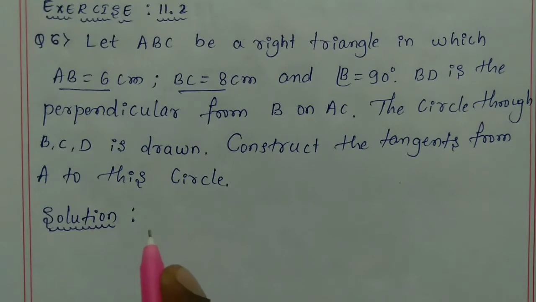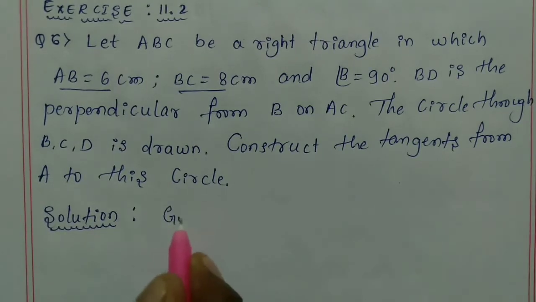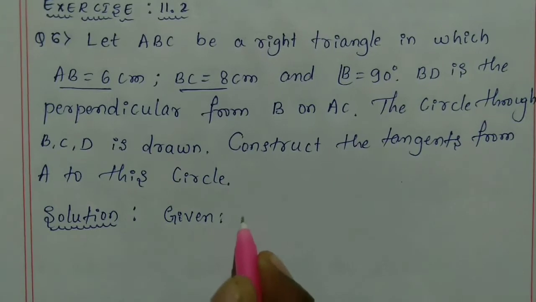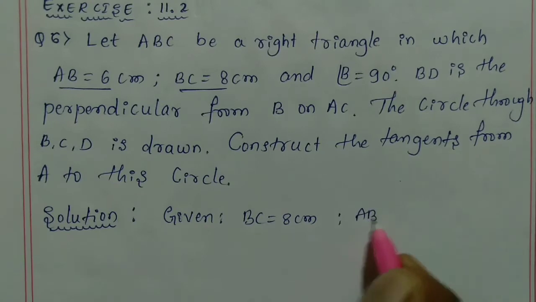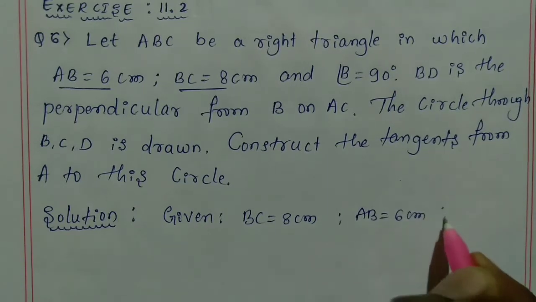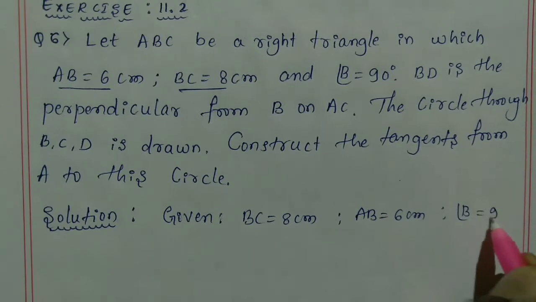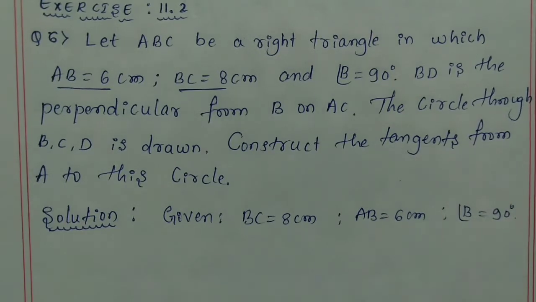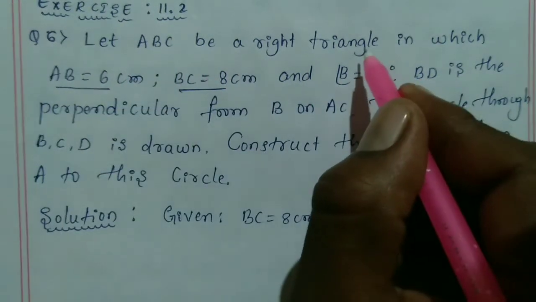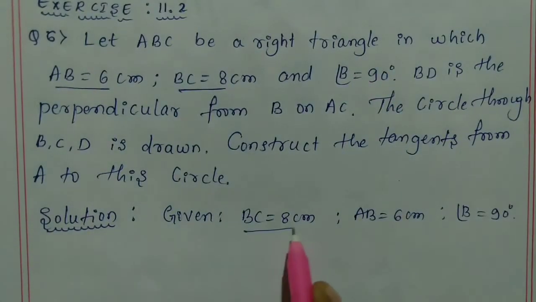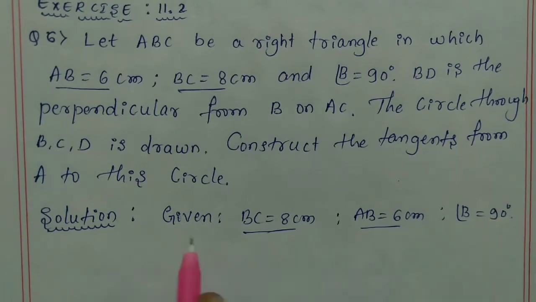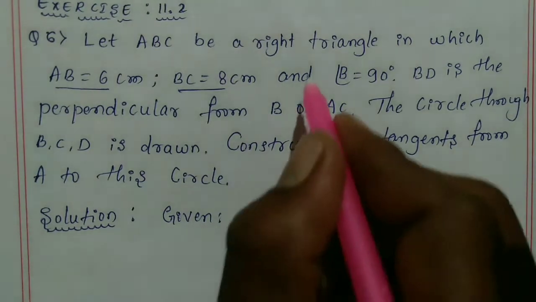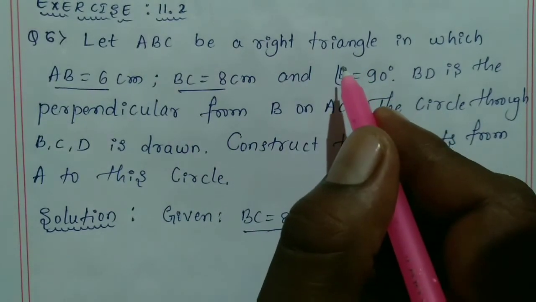So I'll write here first, solution. After that, given. What is given here? Given BC equal to 8 centimeter and AB equal to 6 centimeter, and also angle B is 90 degree. Okay, this is given, right? So next you can construct here ABC, right angle triangle. With the help of all this given data, you can construct the right triangle. So first I will construct the right triangle.